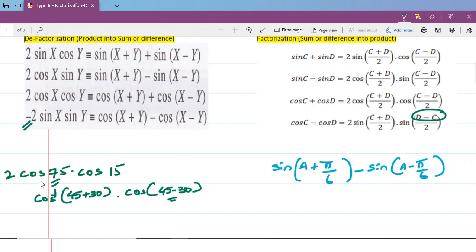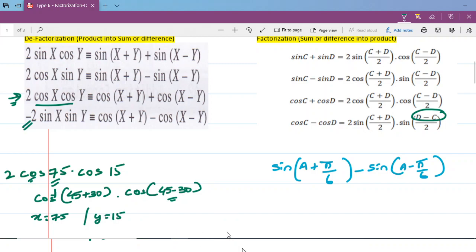Okay, so angle 1 is 75, the other angle is 15, and let's try to see where it fits in. So where are the 2 cos functions? If you see, the 2 cos functions are here. If you apply this formula, the left hand side over here matches with this over here. 2 cos xy is 2 cos 75 and 15, which tells you that x is equal to 75 and y is equal to 15.